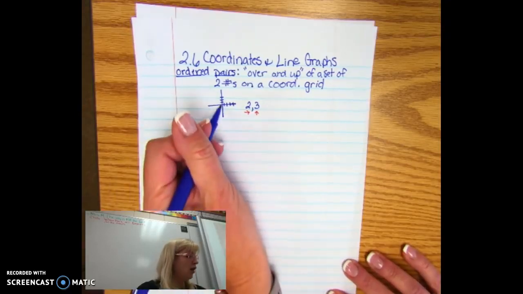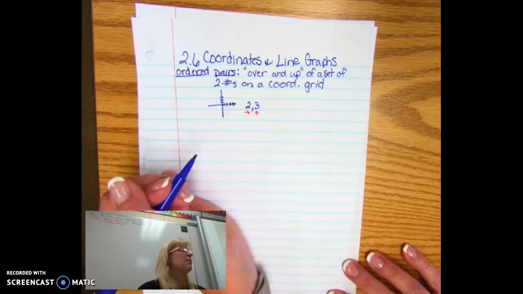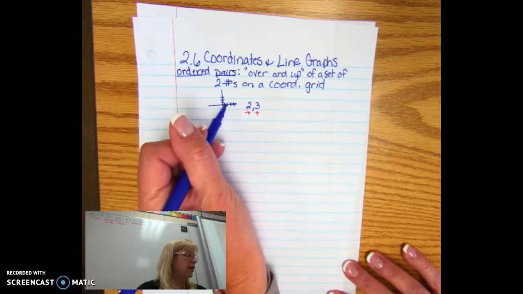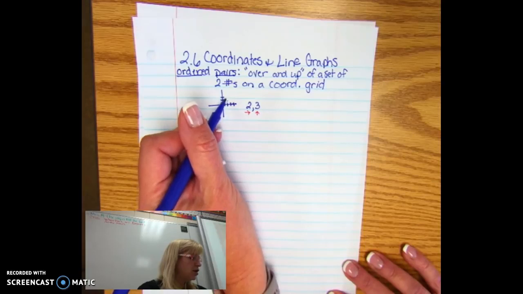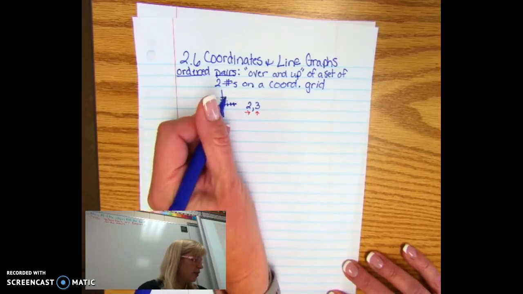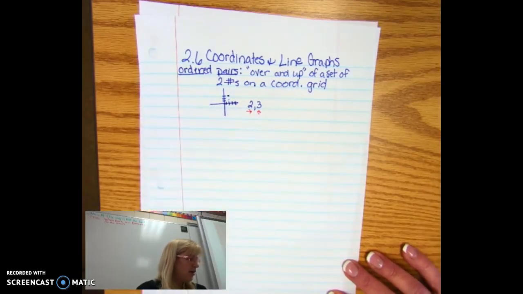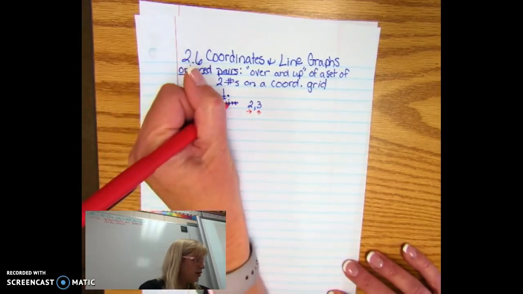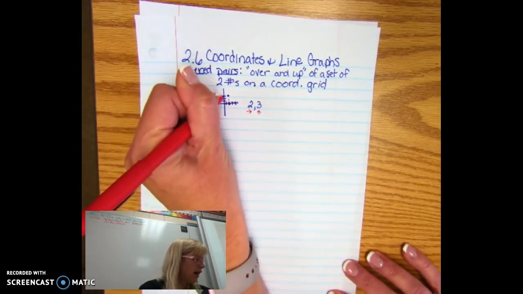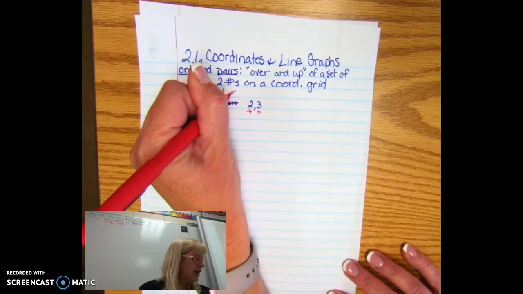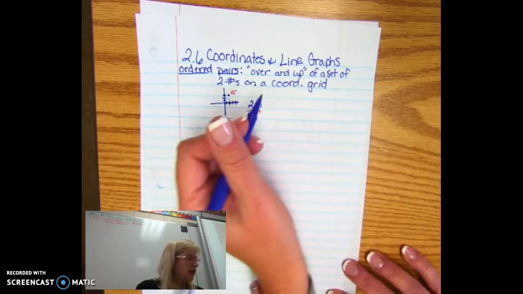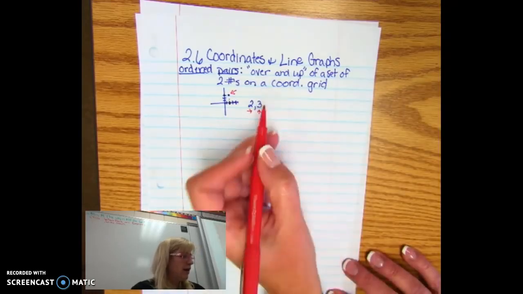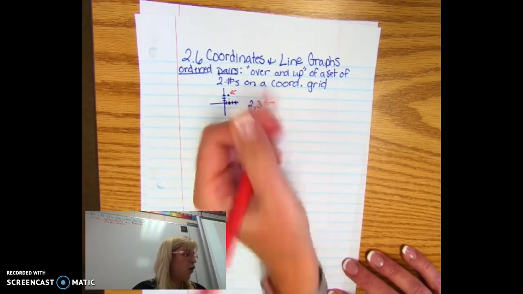So you go 2 over, so if this is my 0 in the middle, I'm going to go 1, 2 over, and then 1, 2, 3 up, so it would end up being right there. I went this far over, I went this far up, so my point ends up right there on the grid. These 2 numbers are called coordinates.